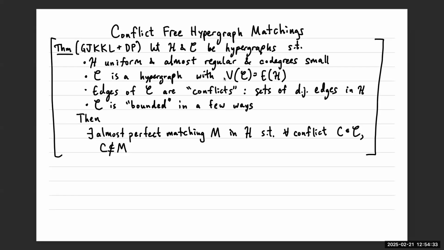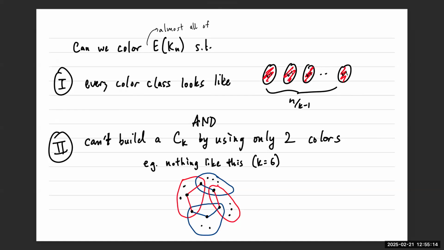So as long as H satisfies the conditions that it has to for this to be true, and as long as the conflicts are bounded in a few technical ways, I'm not even going to come close to saying. But basically, if you look at the hypergraph of conflicts, they satisfy some degree conditions and codegree conditions, and you want them to be nice. They can't be too big and they can't be too unruly. But if they are symmetric in some nice ways, then you can find an almost perfect matching in H that avoids all the conflicts. Okay. All right. So what are we doing here?